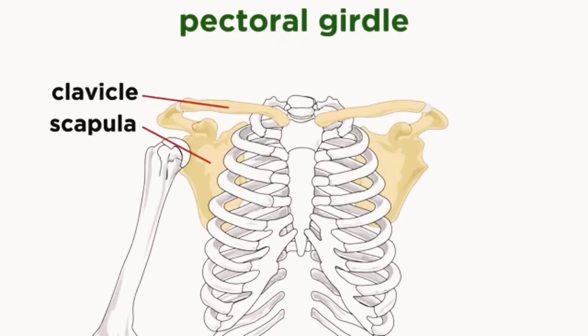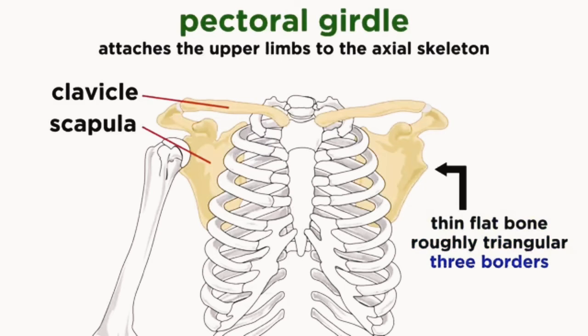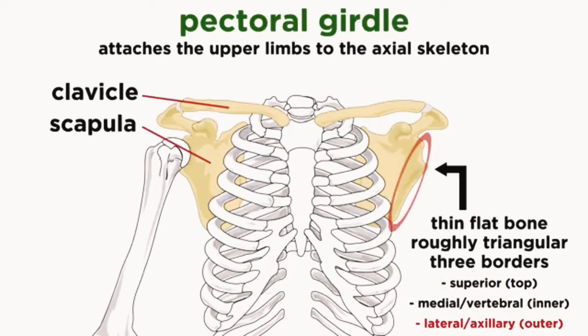This is comprised of the clavicle or collarbone and the scapula or shoulder blade, which together give structure to the shoulder, thereby attaching the upper limbs to the axial skeleton. The clavicle has a sternal end where it attaches to the manubrium and an acromial end, which joins the scapula. The scapula is a thin, flat bone, roughly triangular, and it has 3 borders: the superior, the medial or vertebral, and the lateral or axillary.